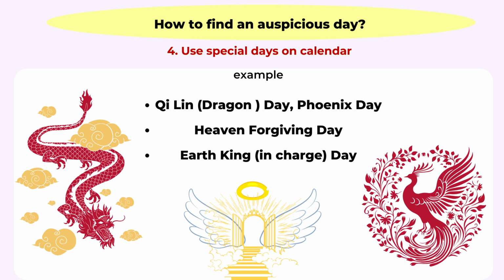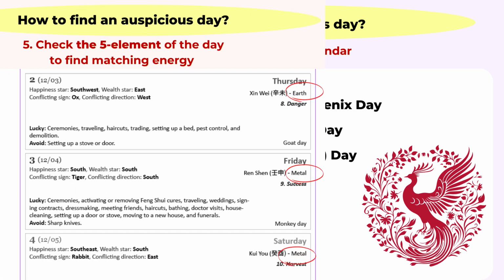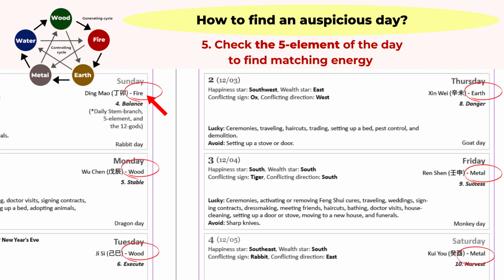And the third one is the Earth King Day or the Earth King in Charge Day. For those days, we try to avoid construction. Another way to pick an auspicious day is by the 5 elements. And I show that in the weekly sections behind the 60 combinations. And if you know your lucky element by birth chart, you can pick a day with your lucky element.